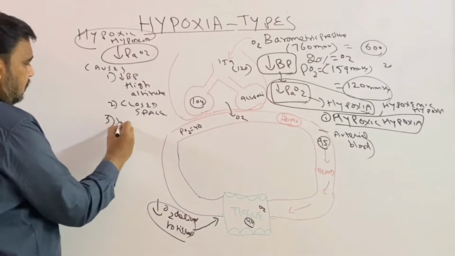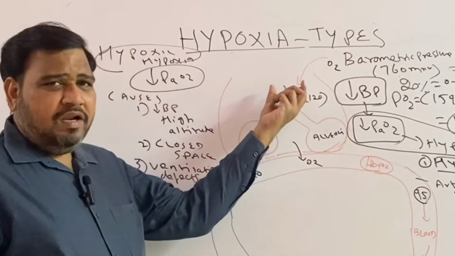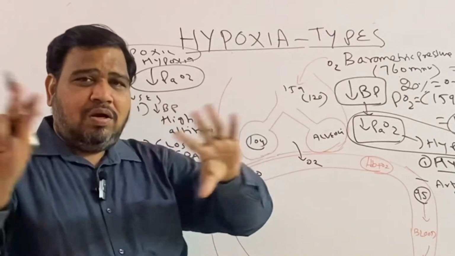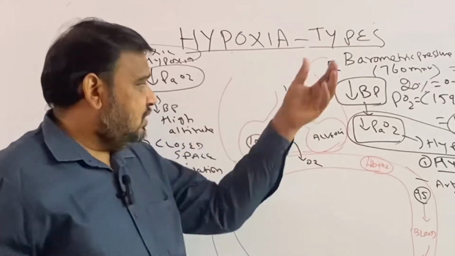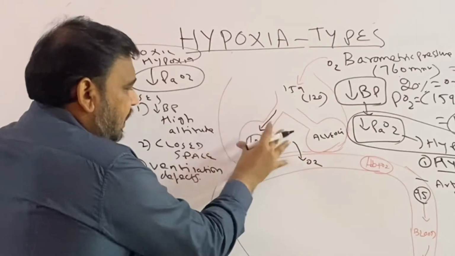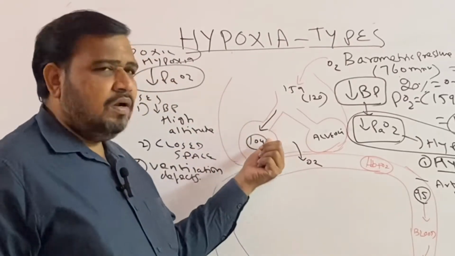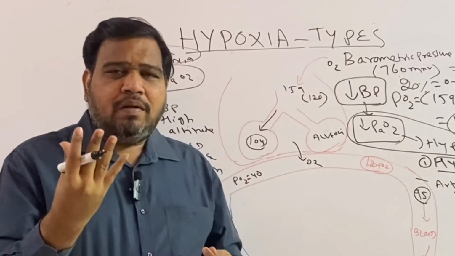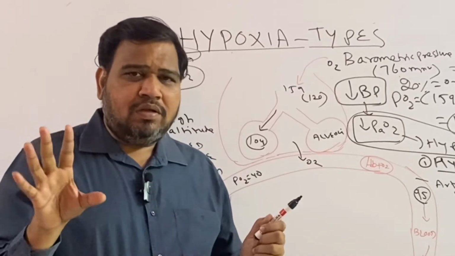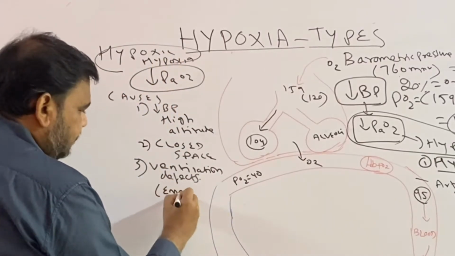Then coming to ventilation defects. Now imagine this 159 is normal, so no problem in the atmosphere. You are not at a high altitude or caught in any closed space. This is coming normally. But there is some problem with the alveoli. So what happens if there is some problem in the alveoli? The alveoli may not be getting ventilation properly. All alveoli should be ventilated properly. For example, I will tell you, take a condition called emphysema.